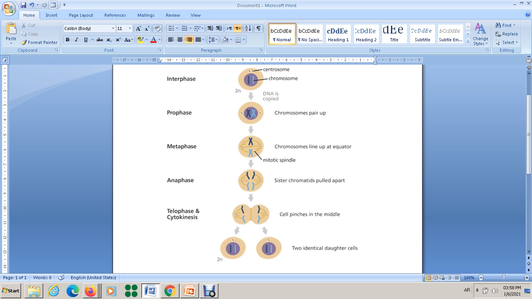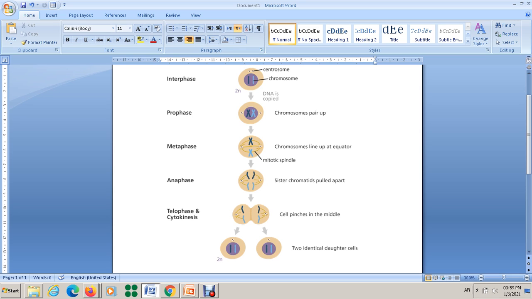They contain the same genetic material. Always in mitosis, one cell gives how many cells? Two cells again. And mitosis happens where? In eukaryotic cells, and also in the body cells, the somatic cells.